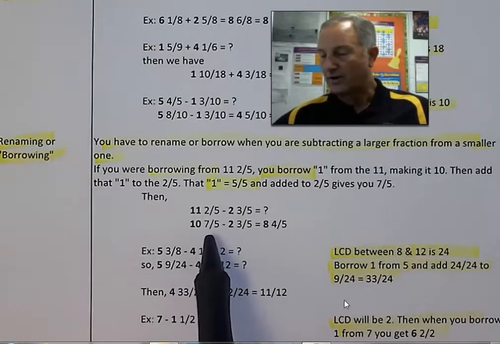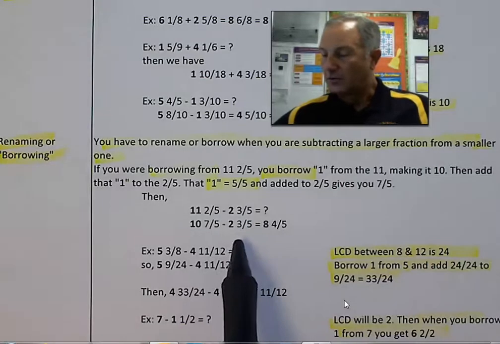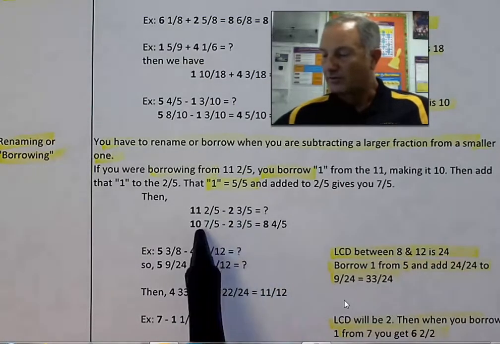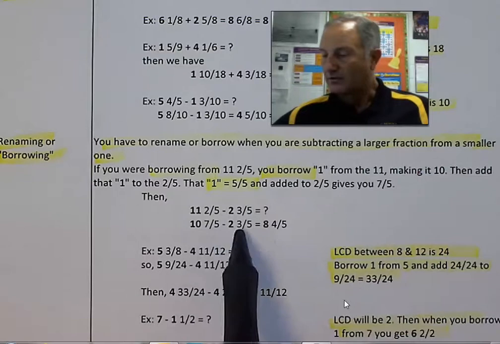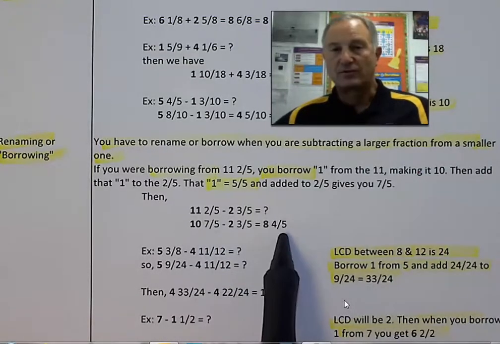Same value. And if we're subtracting 2 and 3/5 from it, whereas we couldn't take 3 from 2, we now can take 3 from 7. And 7 minus 3 is 4/5. And then 10 minus 2 is 8. If you can simplify, simplify.